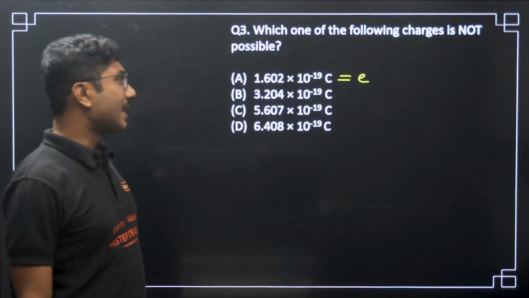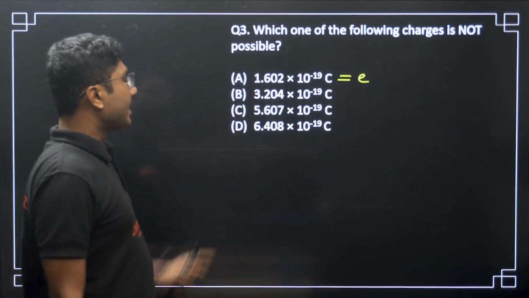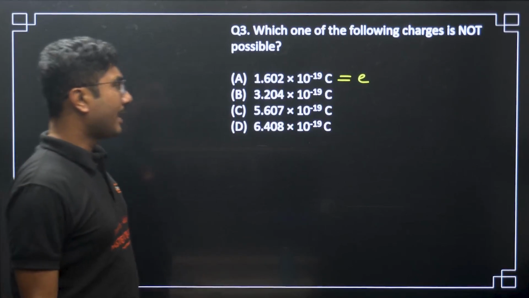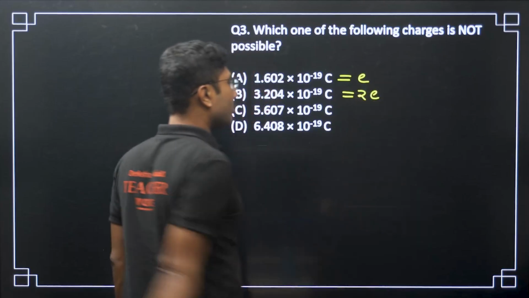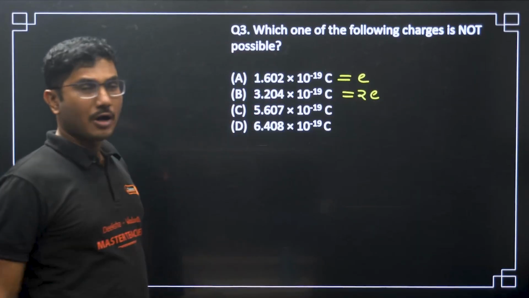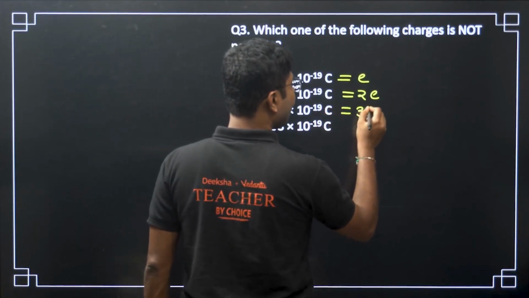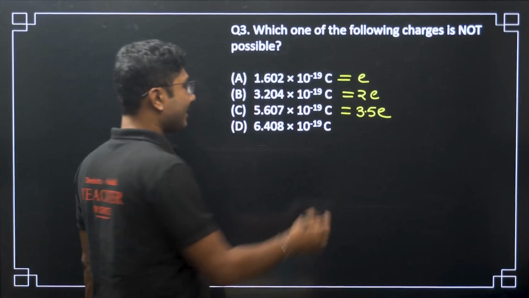Right, this is the charge of an electron, so this is quite possible. Now 3.204 into 10 to the power of minus 19 is basically twice of e, this is also possible. Now 5.6 into 10 to the power of minus 19, what is this? This is actually 3.5e. Now whether it is possible or not, we will come back to later.